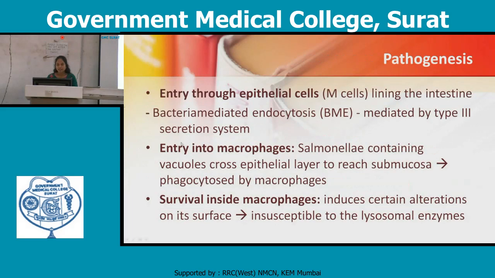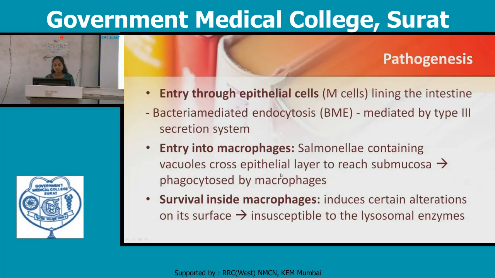Entry occurs through epithelial cells, the M cells lining the intestine. Bacteria-mediated endocytosis occurs, mediated by the type 3 secretion system. Entry into macrophages occurs, then Salmonella-containing vacuoles cross the epithelial layer to reach the submucosa, where they are phagocytosed by macrophages. Survival inside macrophages occurs; it includes certain alterations in its surface, making it insusceptible to lysosomal enzymes.